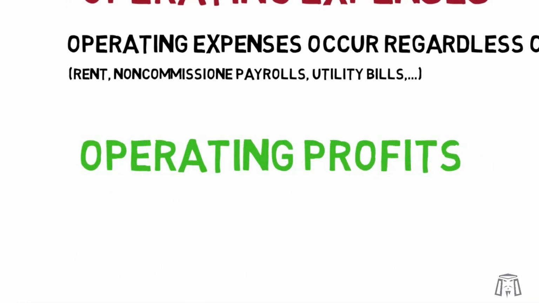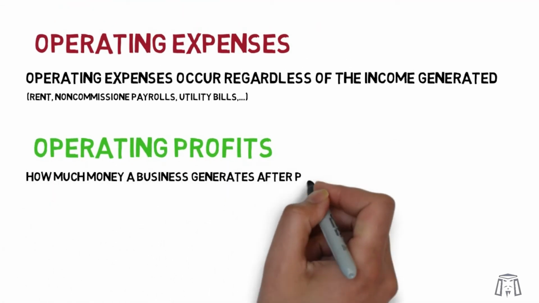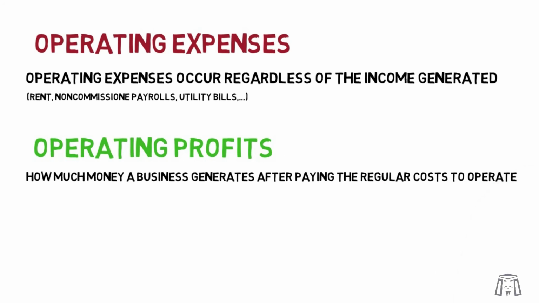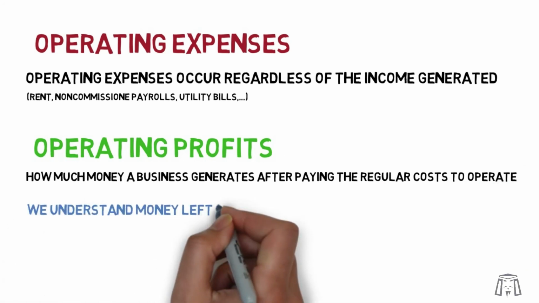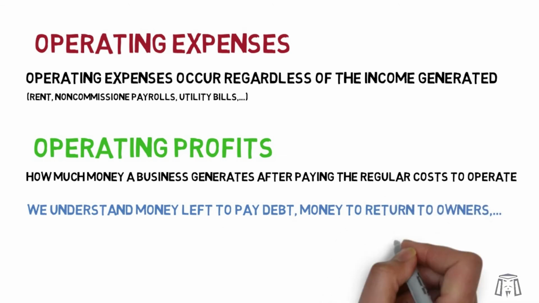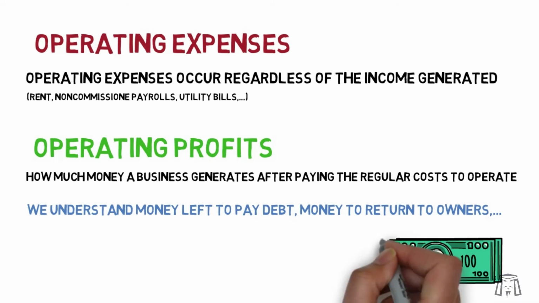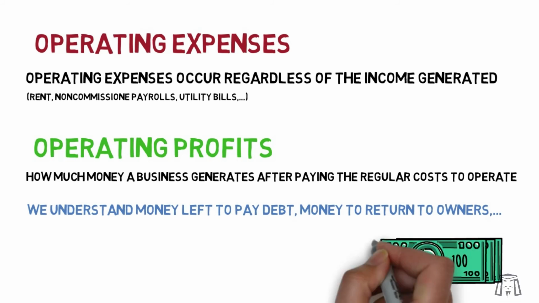After this we have operating profit. It is how much money a business generates after paying the regular costs to operate. We understand the money left to pay debt and the money to return to owners, thanks to this. Hopefully it is positive.